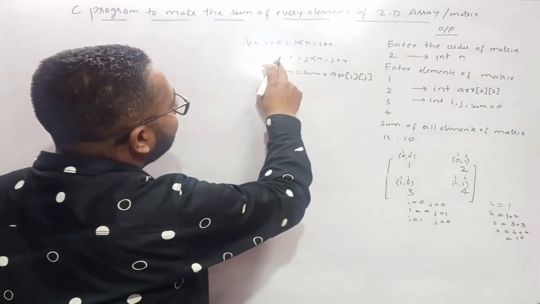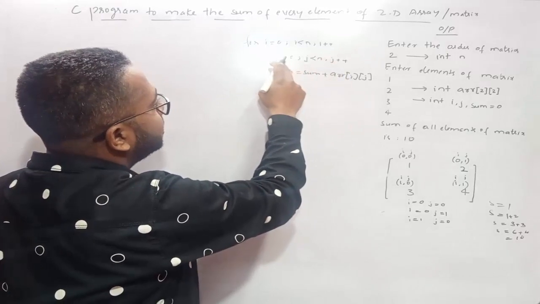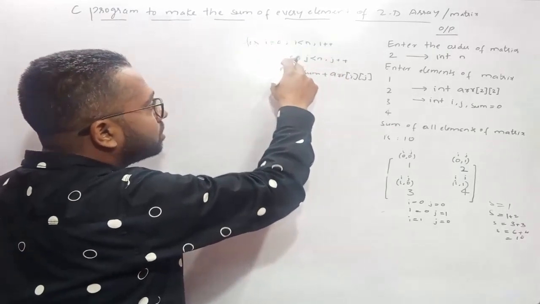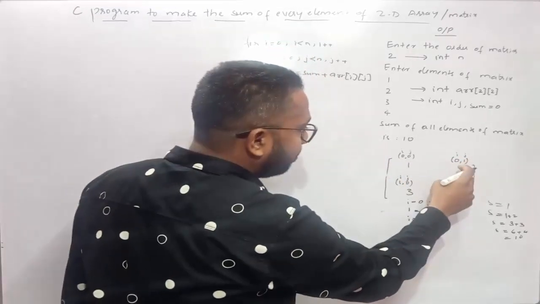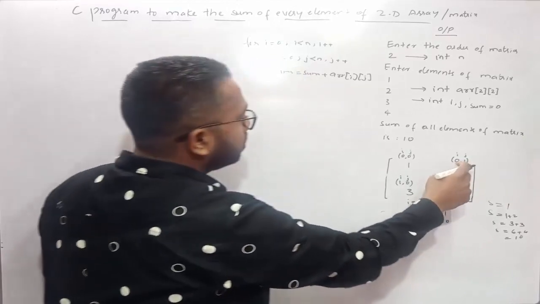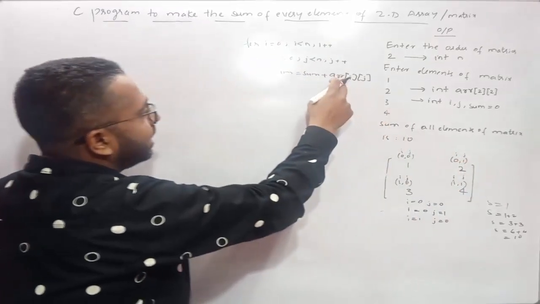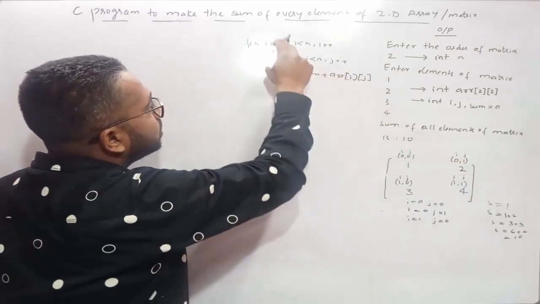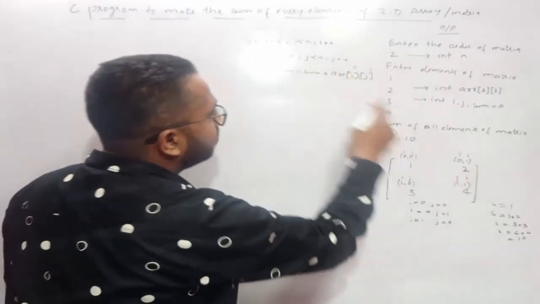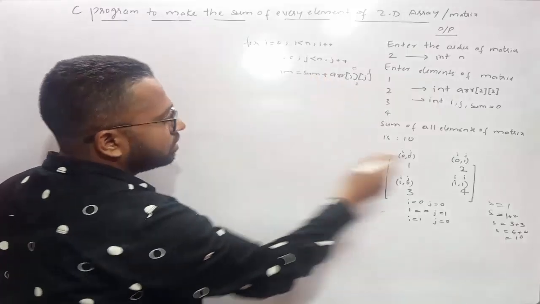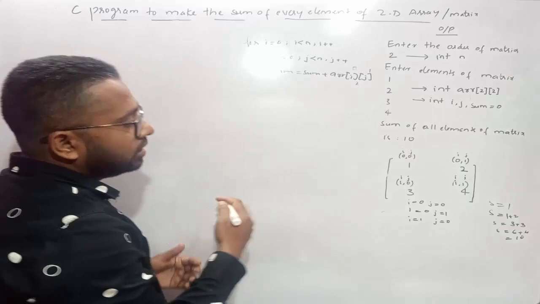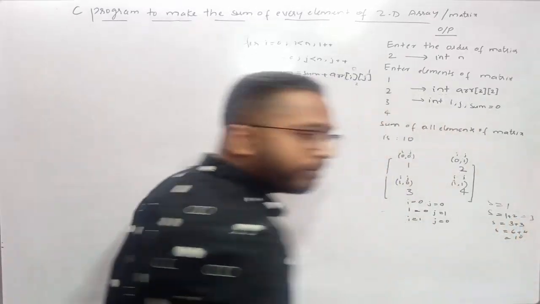Then the next j value gets incremented by 1. Now j becomes 1, for the value of i equals 0. So 0 comma 1, that means the control will come to this location to access this item. Array of 0 comma 1 means this item 2. 2 plus sum, which is 1, 2 plus 1 is 3. So now sum becomes 3.